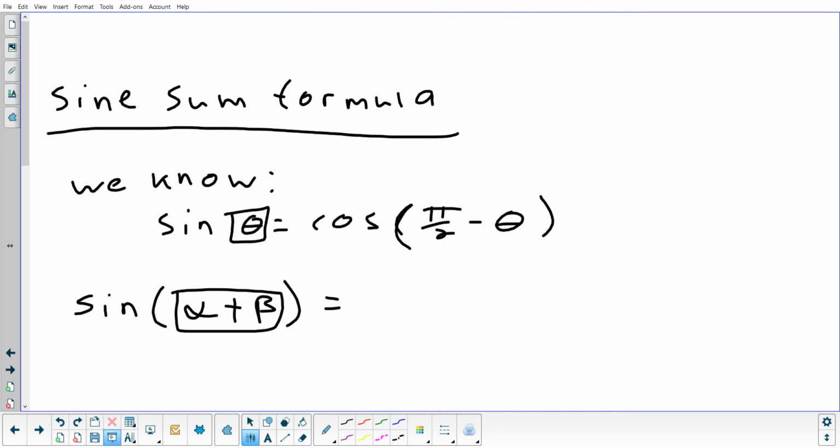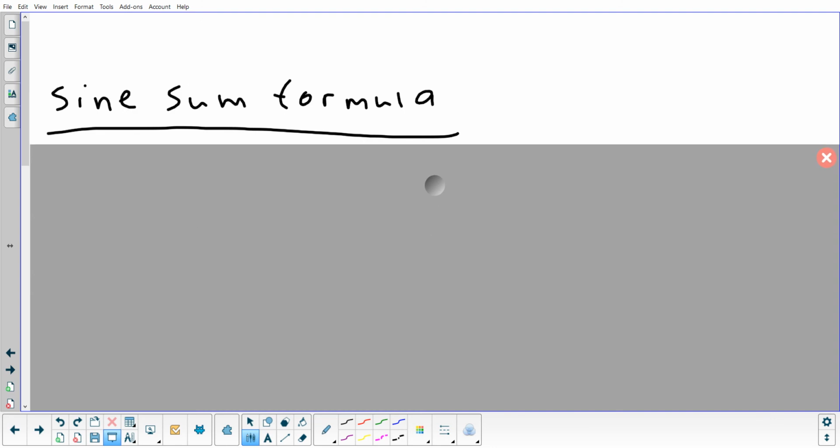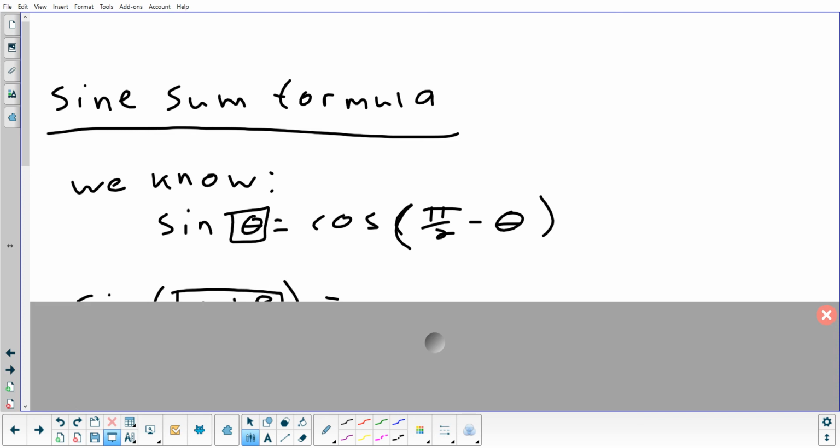All right, so let's see if we can figure out the sine sum formula. Now we're looking at the sine of a sum, and we're also going to do sine of a difference. For the difference, I'm just going to give you the formula, because it's very similar to doing the sum. Now, we know this already. How do we know this? We proved this. This was a problem we proved, and I said we'll come back to it. Sine theta equals cosine of pi over 2 minus theta.